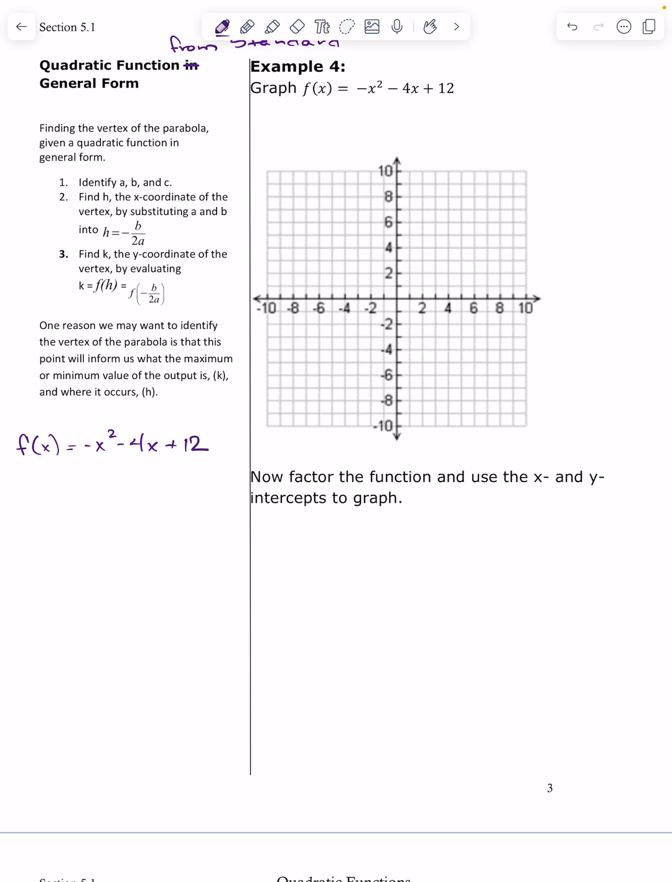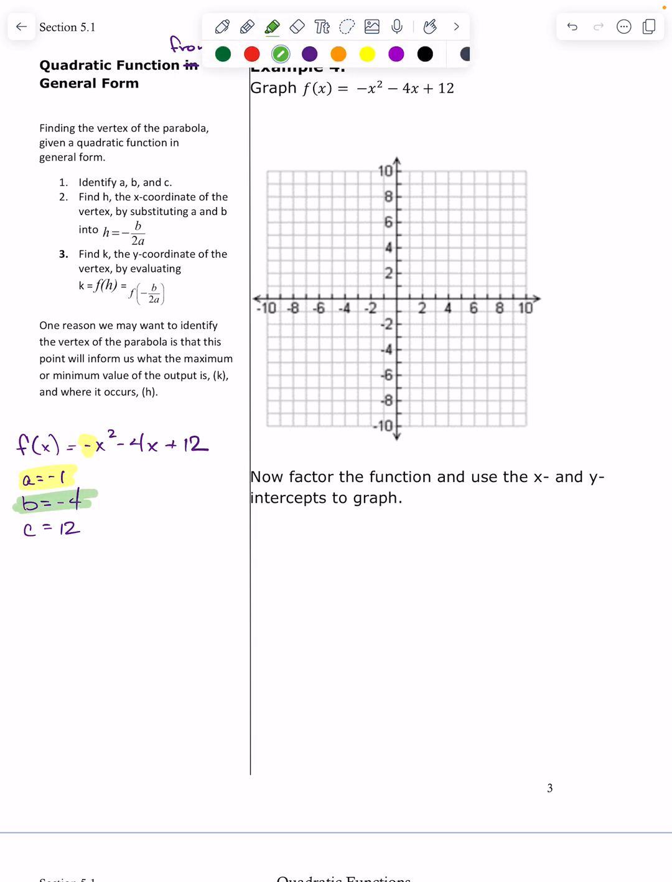So if I'm thinking of this in standard form, my a is negative 1. I'm going to color code in a minute. My b is negative 4, and my c is positive 12. And so my a is this coefficient right here. Remember, just a negative means times negative 1.